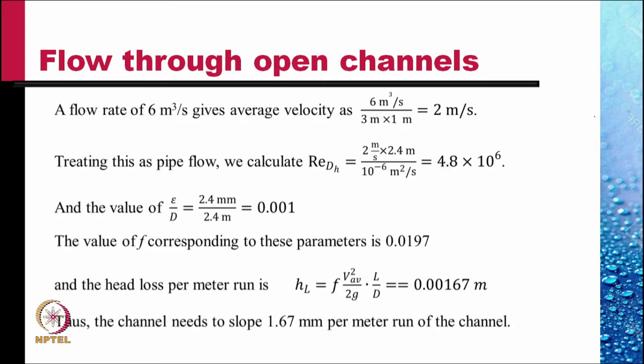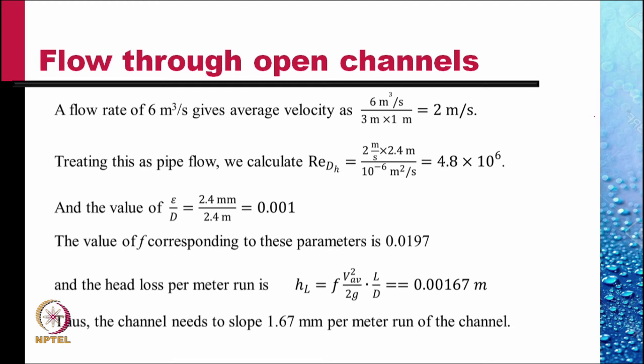A flow rate of 6 meter cube per second gives an average velocity of 2 meters per second: flow rate divided by the cross-sectional area. Treating this as a pipe flow, we calculate the Reynolds number, which comes out to 4.8 million, and the value of epsilon by d as 0.001. The value of f corresponding to these parameters from the Moody chart is 0.0197. Actually, I used the Colebrook calculator to determine this value.